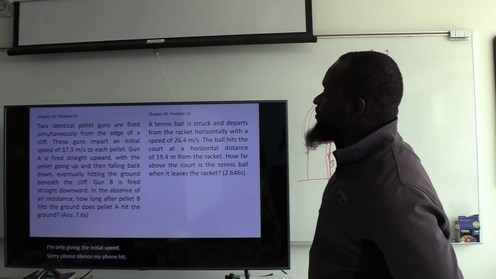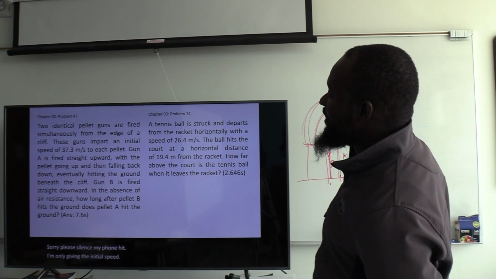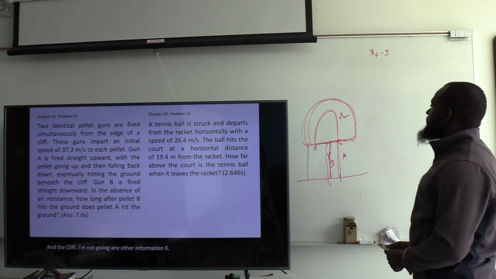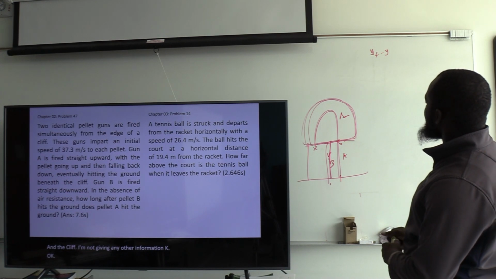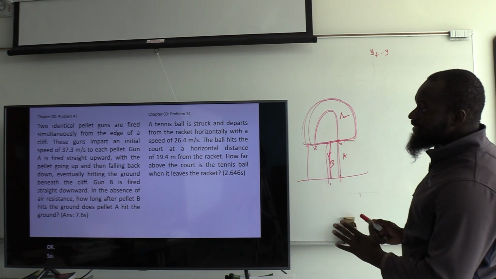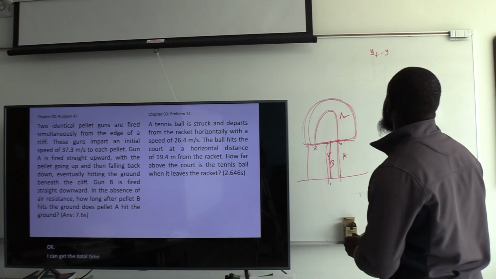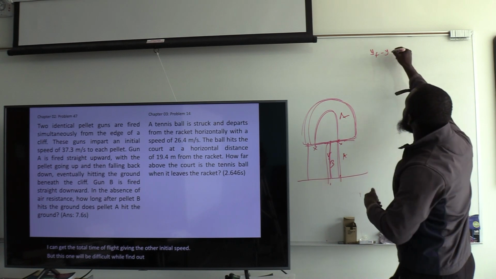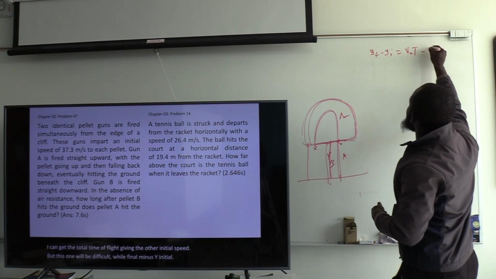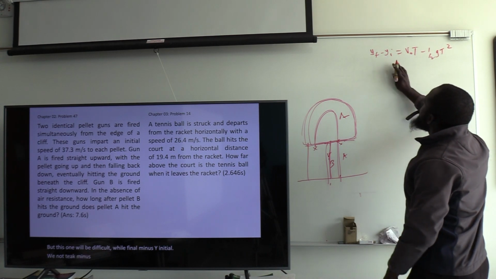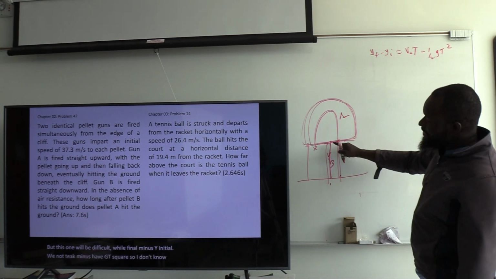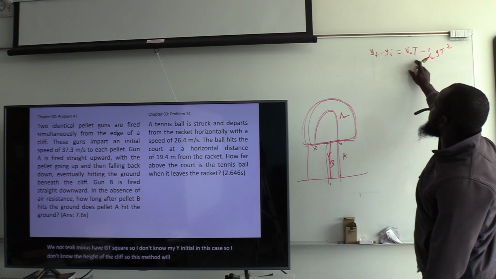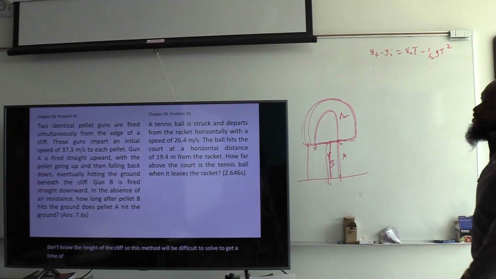I'm only given the initial speed and the cliff. I'm not given any other information. I can get the total time of flight given only the initial speed, but this one will be difficult. Y final minus y initial equals v naught t minus half g t squared. I don't know my y initial in this case. I don't know the height of the cliff. So this method will be difficult to solve to get the time of flight. So this method will not work.